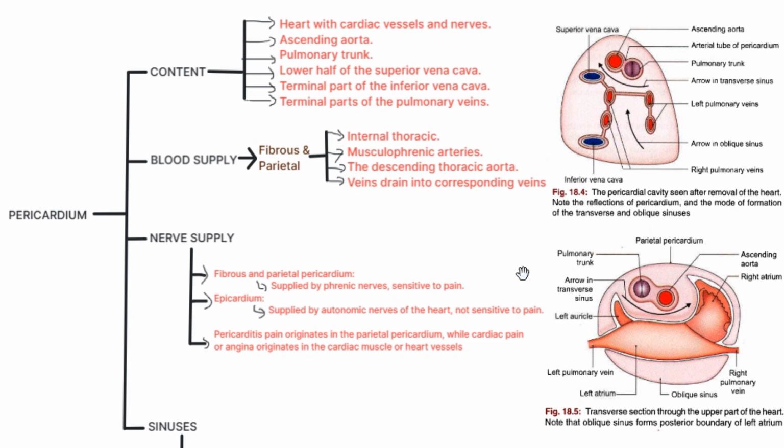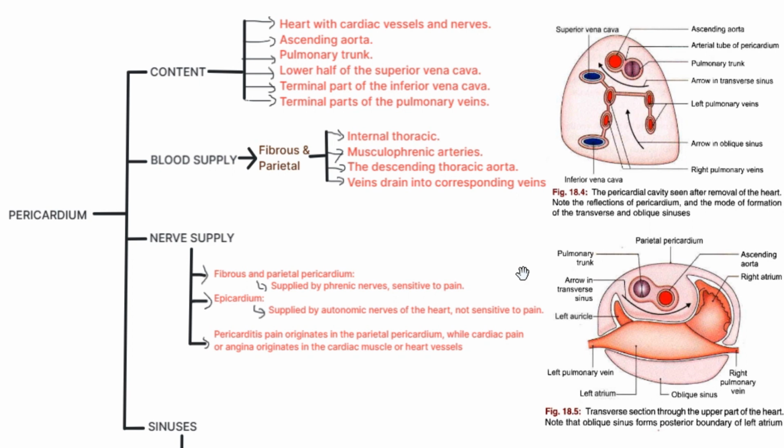Starting with the content of pericardium, heart with cardiac vessels and nerves will be present. That is obvious because pericardium contains your heart, ascending aorta, pulmonary trunk. All the vessels which are coming in, going in or coming out of the heart will be present as a content of pericardium. So whenever you're writing content of pericardium, think about the heart and related structures or related vessels which are coming in or going out of the heart.